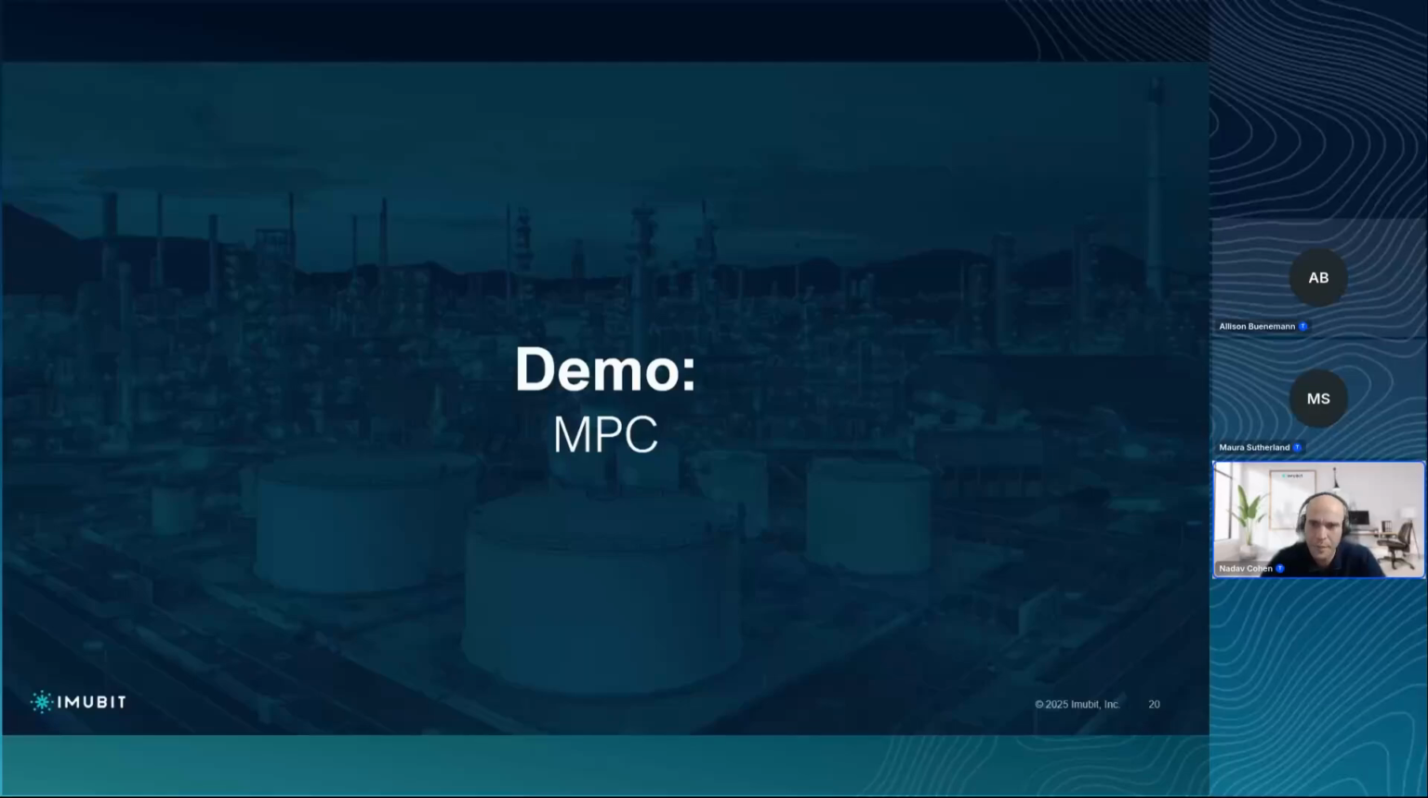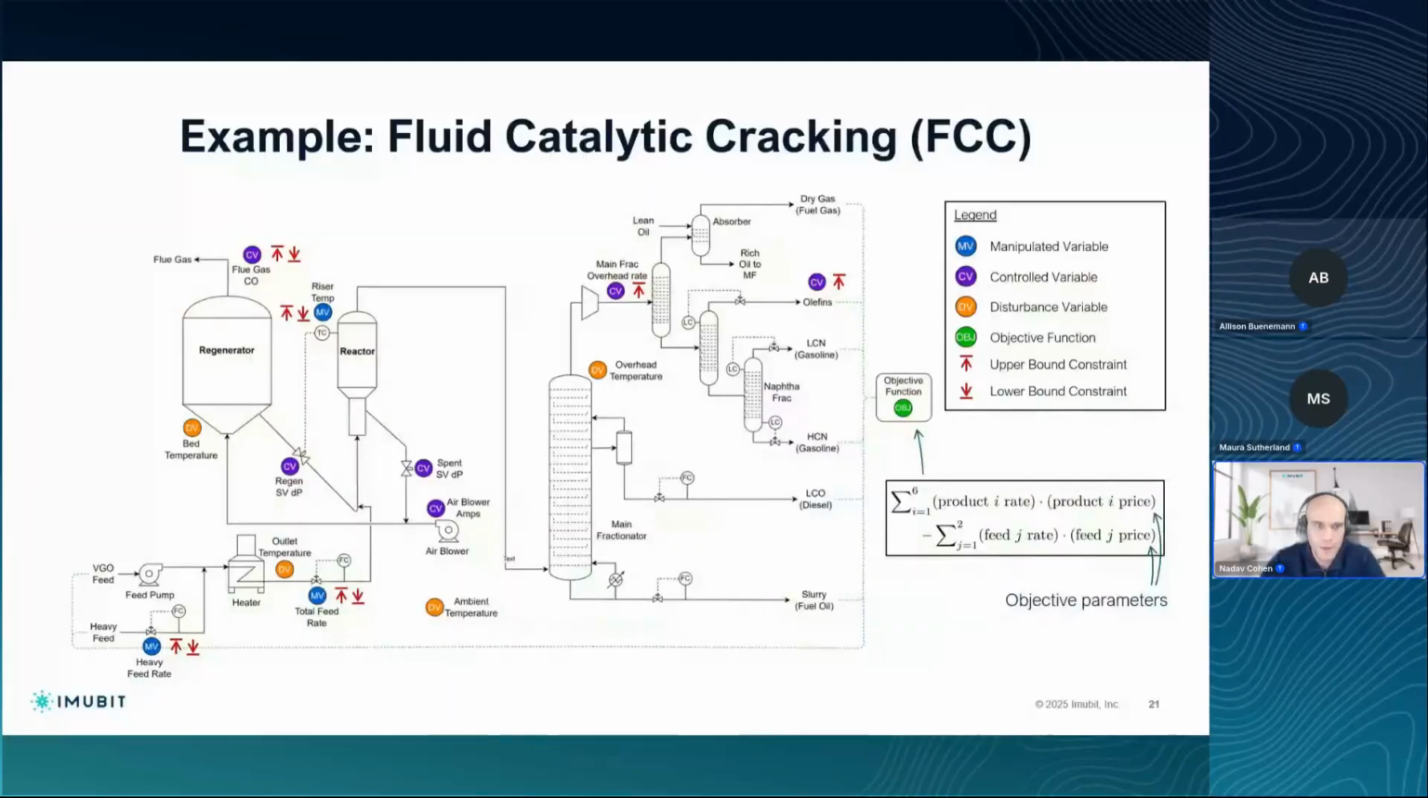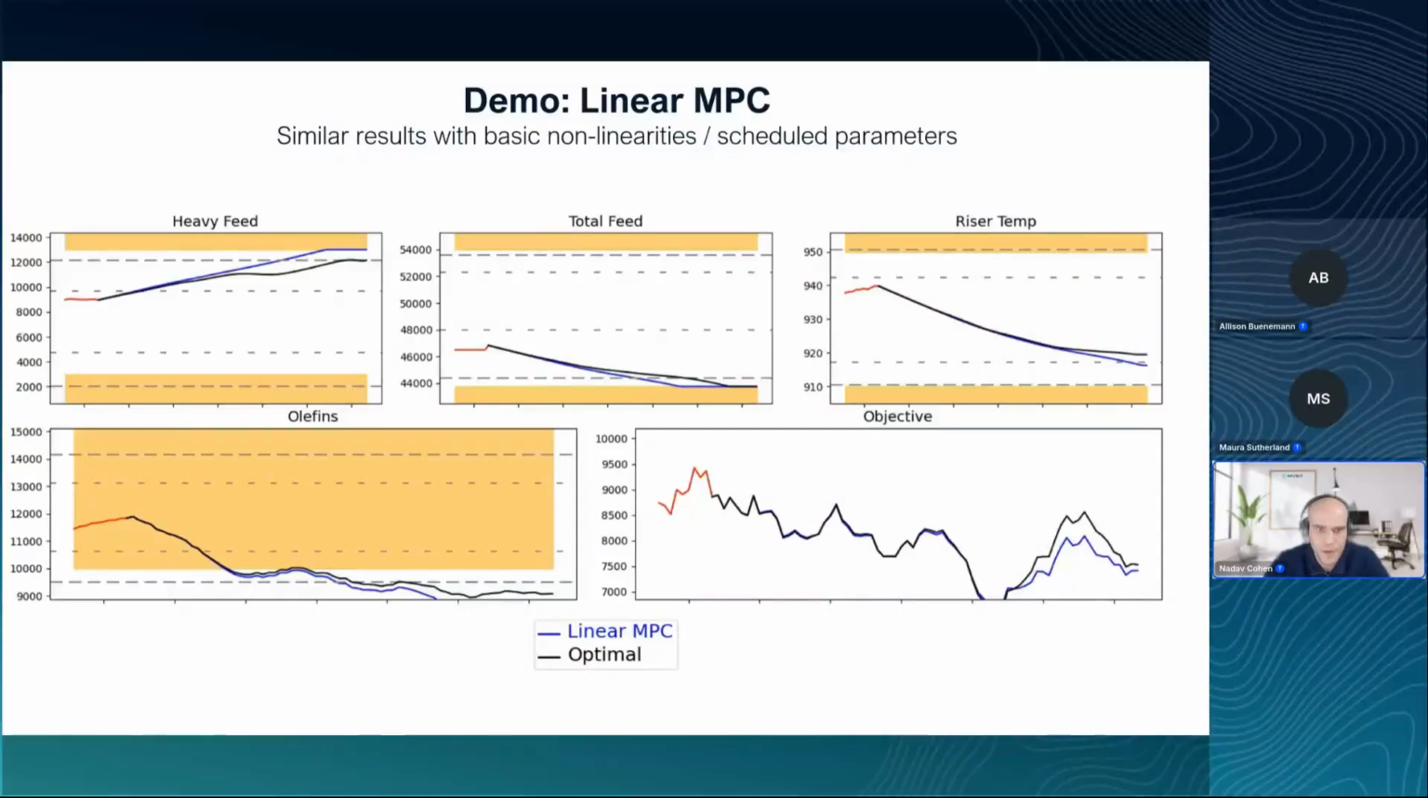I'll show a couple of videos here, both pertaining to the classic example that I described at the beginning, an FCC. I just would like to remind, we have the heavy feed rate, the total feed rate, and the riser temperature. These are the MVs. There are a number of CVs. A critical one is the olefins rate. It's on the top right. And there's the objective function, which is an economic objective. Now, let me explain what we see here.